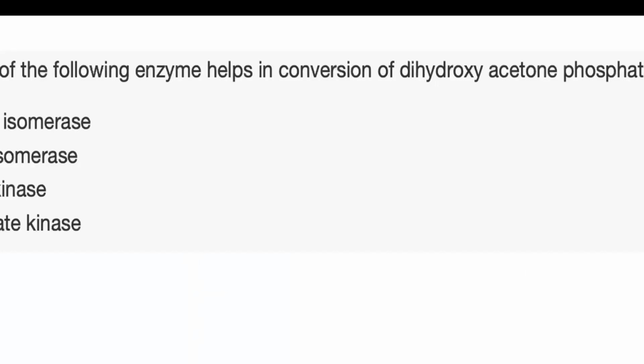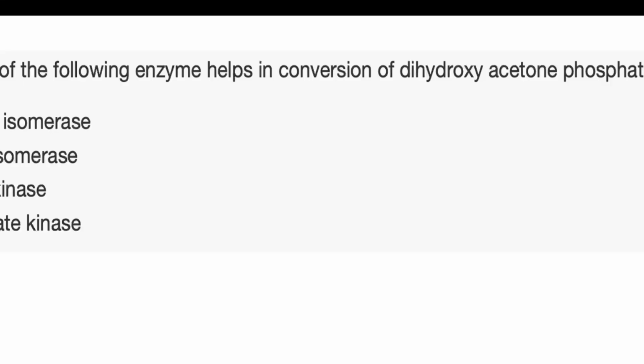Okay. Moving on to the next question. In glycolysis, which of the following enzymes helps in the conversion of dihydroxyacetone phosphate to glyceraldehyde 3-phosphate? This is the question. In glycolysis, so we are talking about glycolysis, which of the following enzymes helps in the conversion of dihydroxyacetone phosphate to glyceraldehyde 3-phosphate? Option A, phosphohexose isomerase. Option B, phosphotriose isomerase. Option C, phosphofructokinase. Option D, phosphoglycerate kinase.